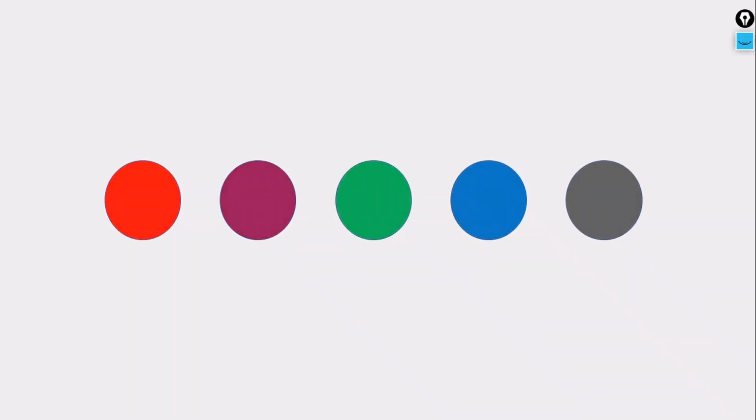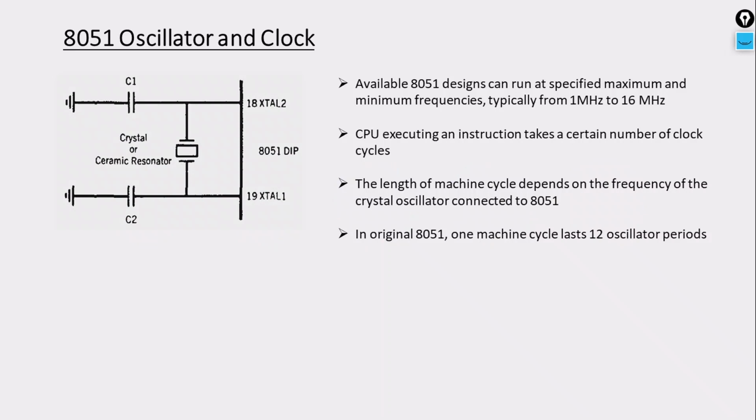Okay, so how to write down these delays, and what is the clock frequency of our 8051, that we will discuss in today's lecture. Basically, if you look at 8051, it has two clock pins, XTAL1 and XTAL2. These are connected to pin number 18 and pin number 19 in our 8051.